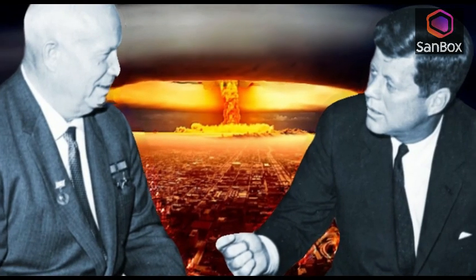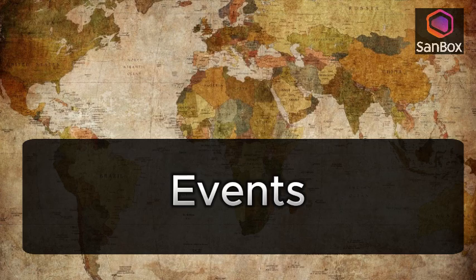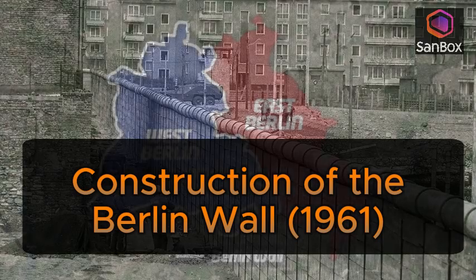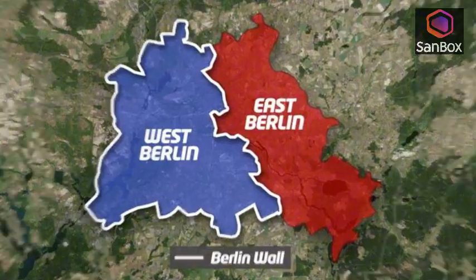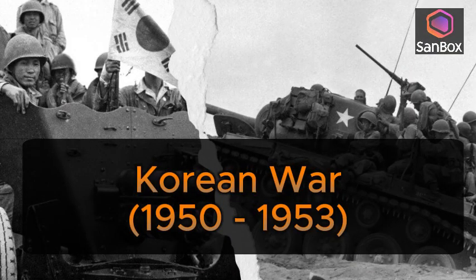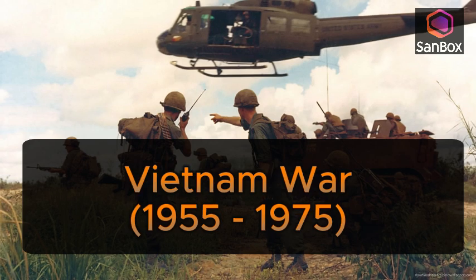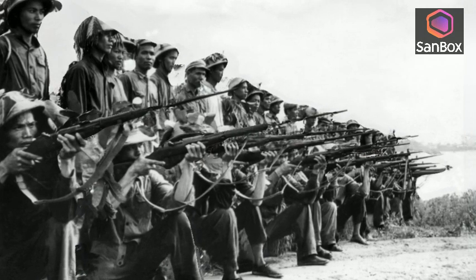The Cuban Missile Crisis in 1962 was one of the most critical moments, where the world stood on the brink of nuclear war. Some significant events include the construction of the Berlin Wall in 1961, which became a symbol of the ideological division between East and West, the Korean War, 1950 to 1953, and the Vietnam War, 1955 to 1975, where the United States and the Soviet Union supported different factions.